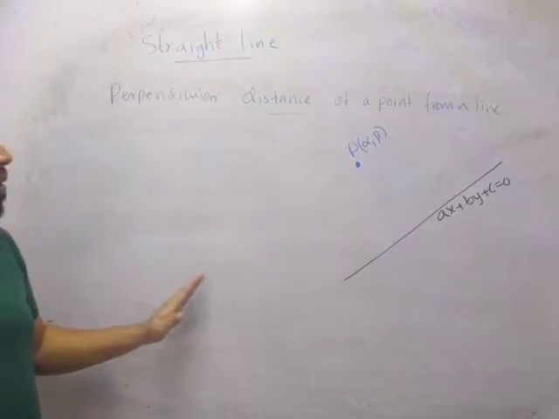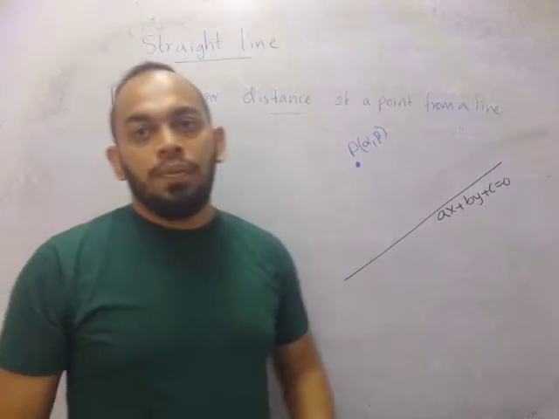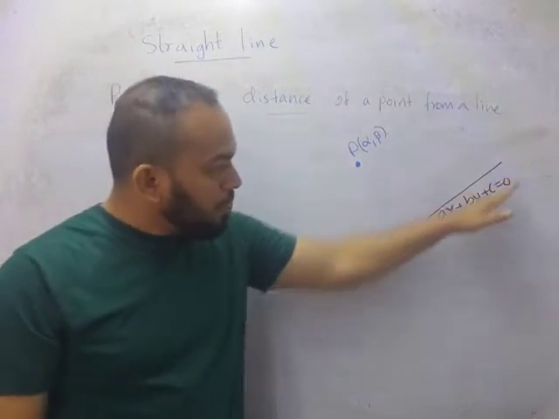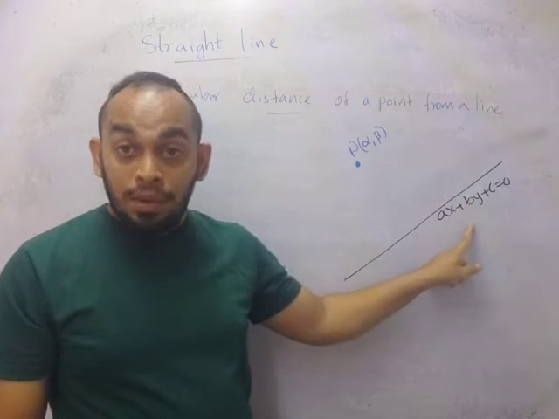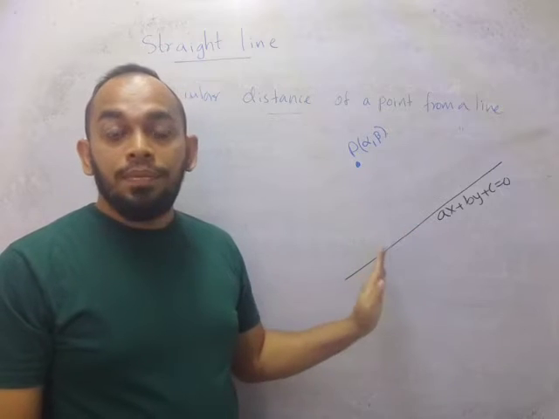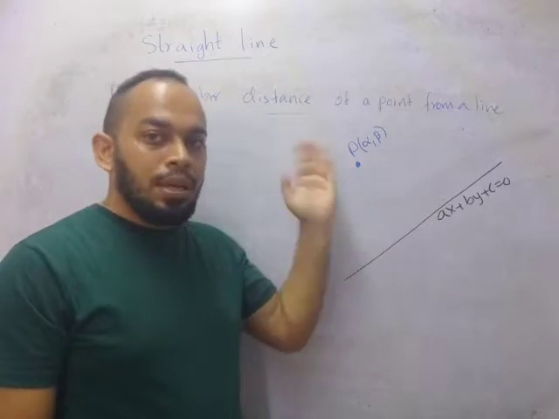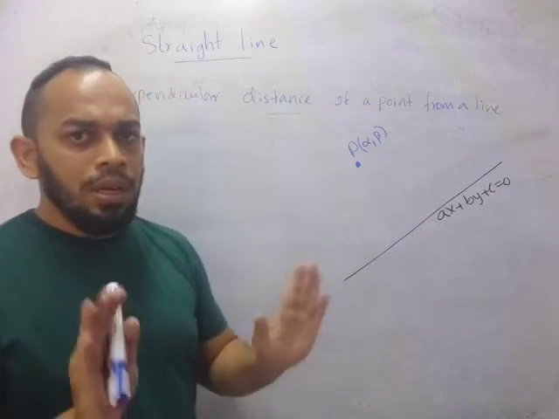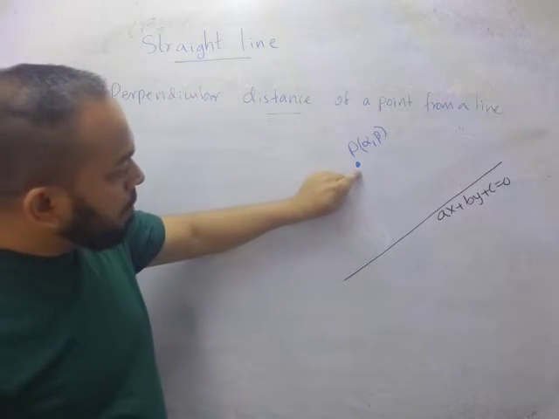So in this video we are going to learn how to calculate the perpendicular distance of a point from a line. Suppose we have a straight line and the equation is given in standard form, as you can see, and there's another point which is not on the line. This point could be on this side or the other side, we don't care. So we don't really need that.